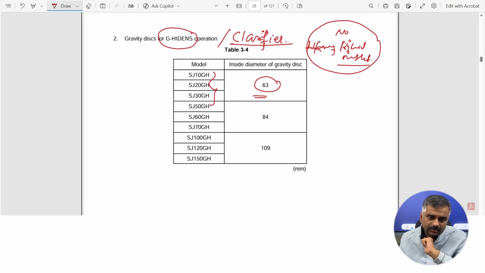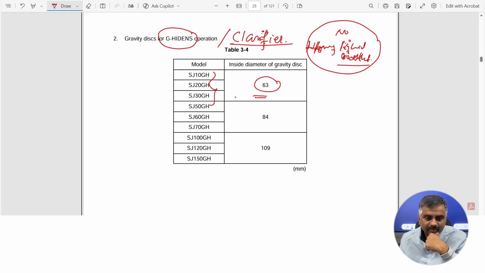Okay, so no need to change the gravity disk. There is no risk of the interface shifting. In case your interface is shifting also, there is no chance of heavy liquid going into either side, because there is no heavy liquid outlet, it is only being blocked, closed.